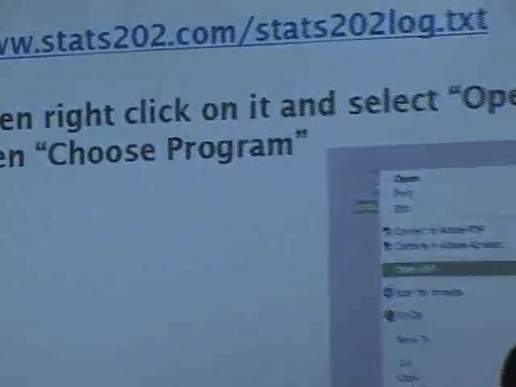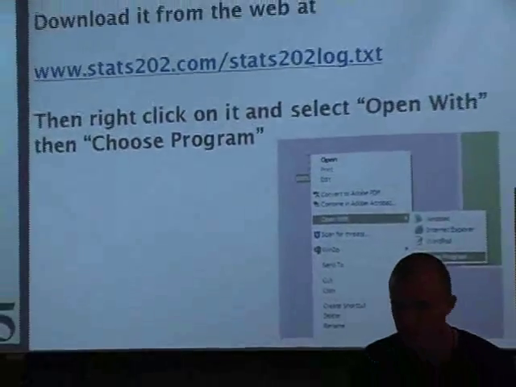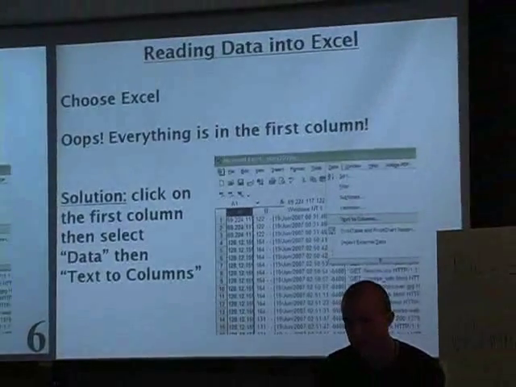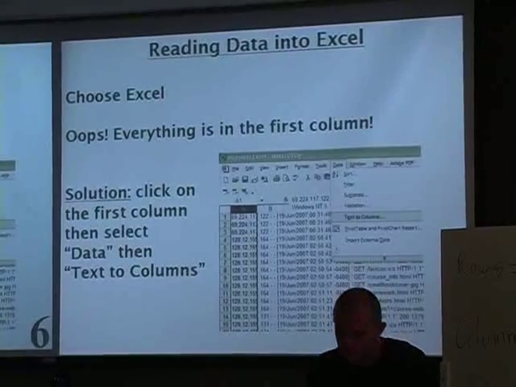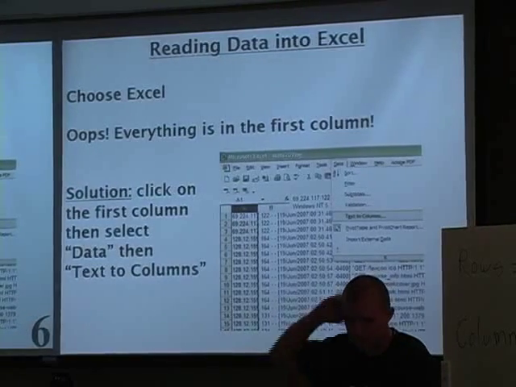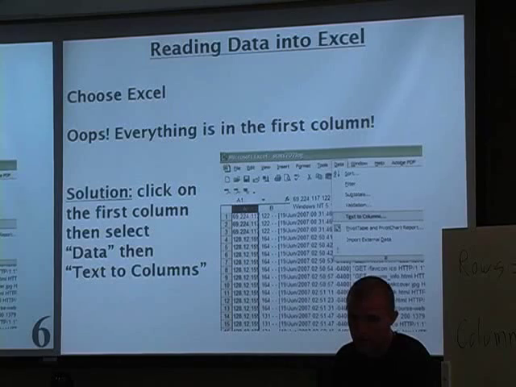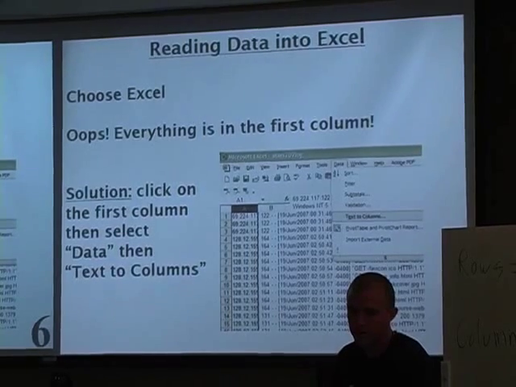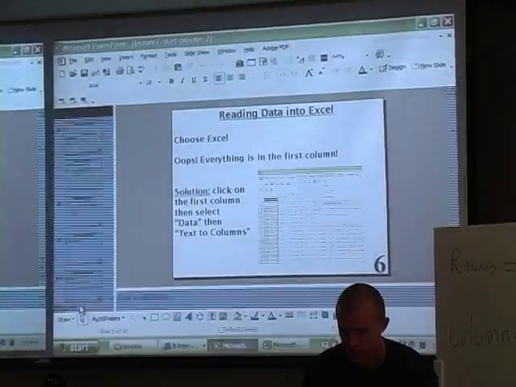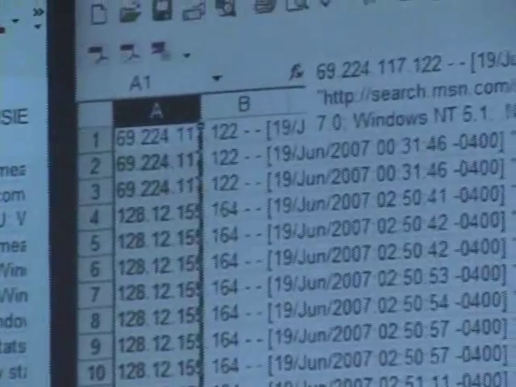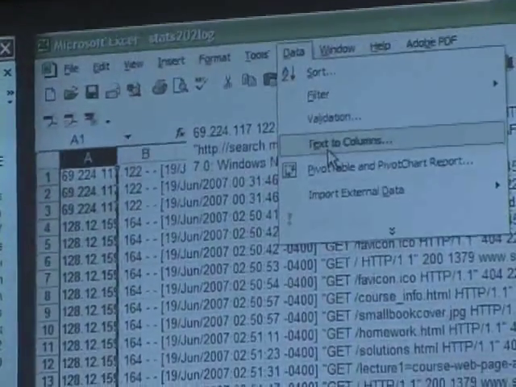So just to get caught up with the slides here, I said right-click, open with, choose Program, then choose Excel, and I said, oops, everything is in the first column. So what is the solution here? Well, we need to get the columns separated in the right way. The solution is to click on the first column, and then there's this thing called Data and Text to Columns that's going to do the trick for us. So how do I do that? I click on the first column, which is where everything is. I go to Data, and I say Text to Columns.